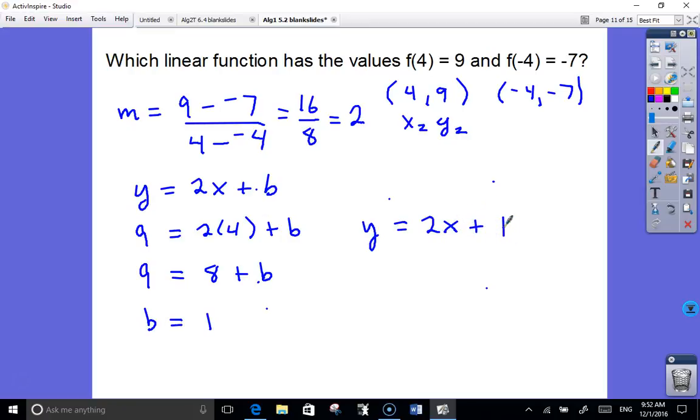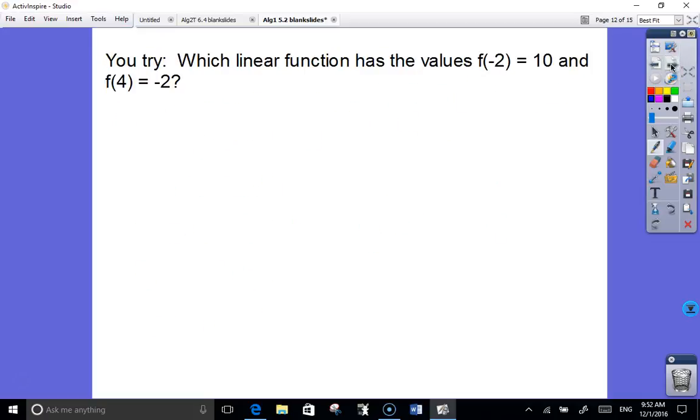How can you check that answer? Plug the points in, see that they work. If I put in a 4 here, I get 2 times 4 is 8 plus 1 is 9. If I put in negative 4, 2 times negative 4 is negative 8 plus 1 is negative 7. So it checks. That's good. Okay, try to do the same thing with that. We're giving you function values, turn them into points, and then do what we just did.